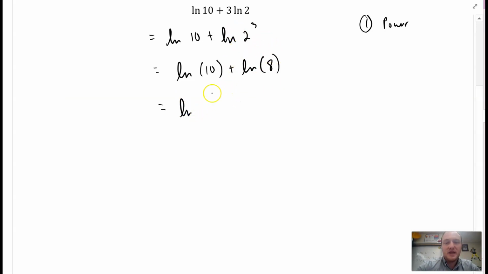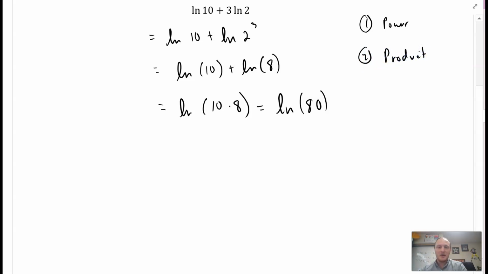Sometimes it helps you understand what the argument is. The natural log of 10 times 8, which is 80. Natural log of 80. And again, the second one that I'm going to utilize is the product property. Same base, I can go ahead and combine those two logarithms that are adding into one. So natural log of 80, and that is our answer.